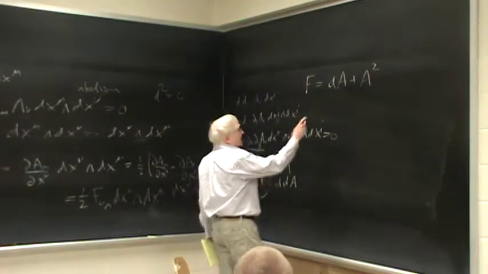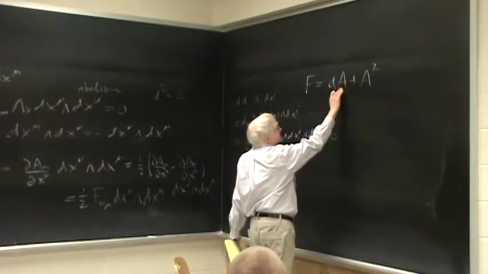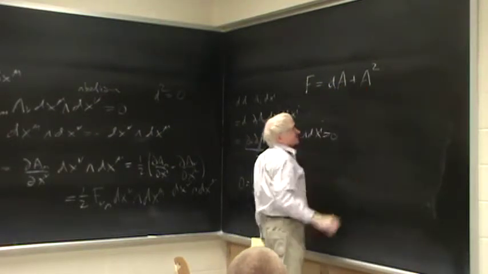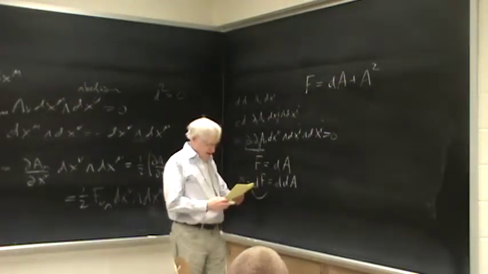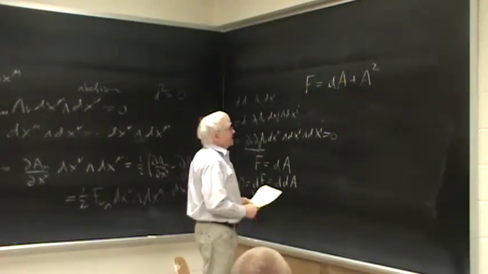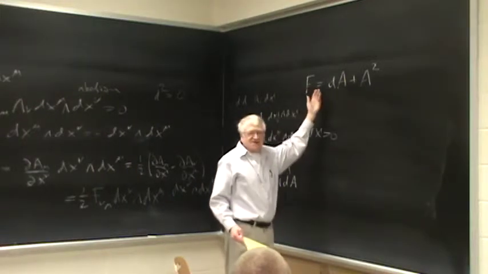Anyway, back here, you say F is the exterior derivative of the connection plus the square of the connection. And this turns out to be right. And in fact, I can show you why. But the homework problem is to somehow understand this.